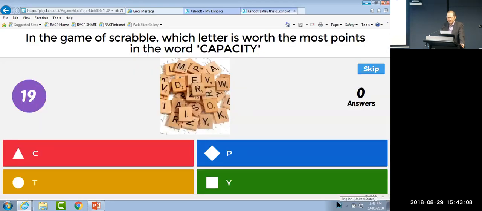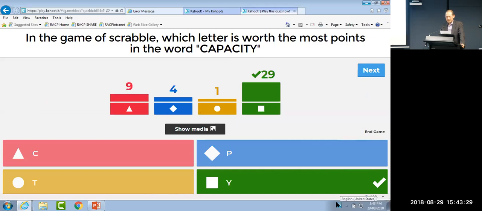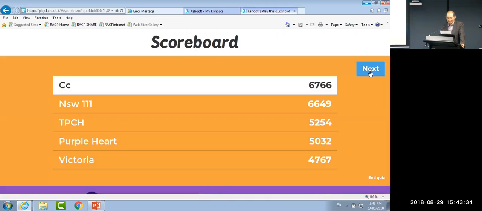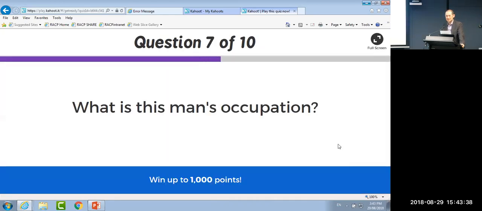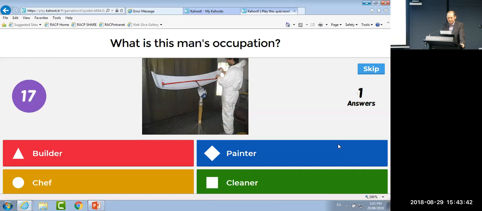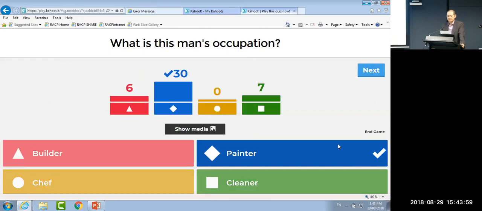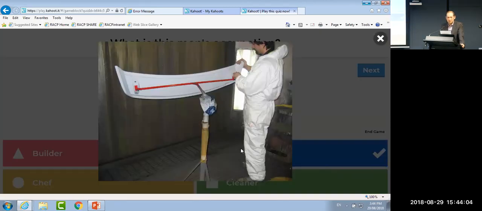Right, loosely based on capacity for work, this question. All right, I can see we have Scrabble players, so fantastic. And CC still in front. All right, a few more questions to go. Okay, yeah, well done. So this guy is wearing the classical gear of a painter, and he's painting a car spoiler.